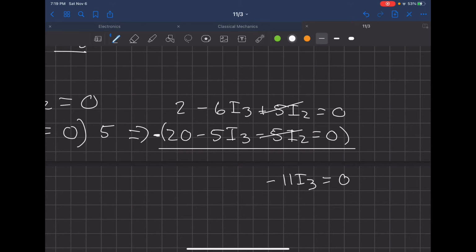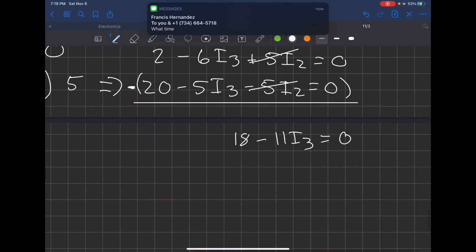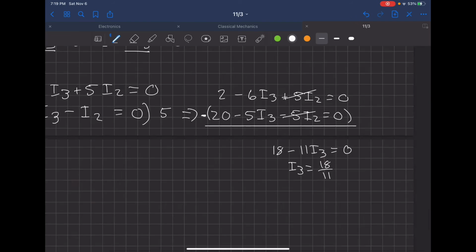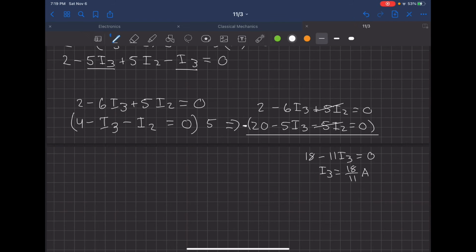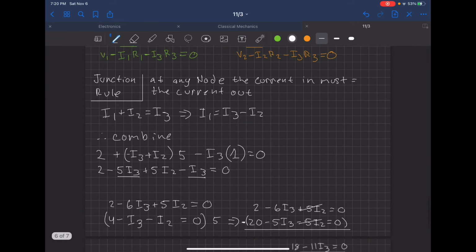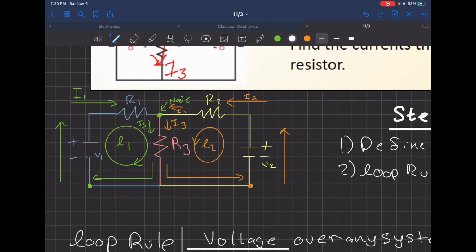and this is going to give us, what, 18? I feel like it should be 22 because that would be really nice, but no, looks like we're going to get 18 here. So then we can see that I3 ends up being 18 over 11, and that's in amps. So that's our answer for I3. And that's going to be the current, if we recall, right here, across resistor 3.